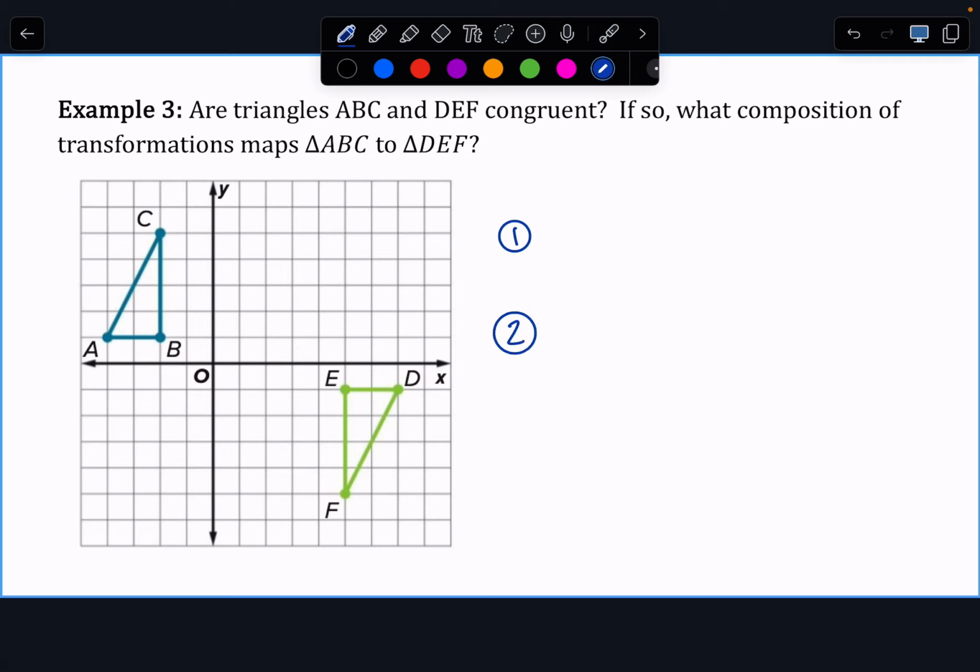Okay, we need to figure out how to get blue, ABC, to green, DEF. We're obviously going to need more than one transformation. So the first thing I want you to do is talk about it at your table and come up with an idea.